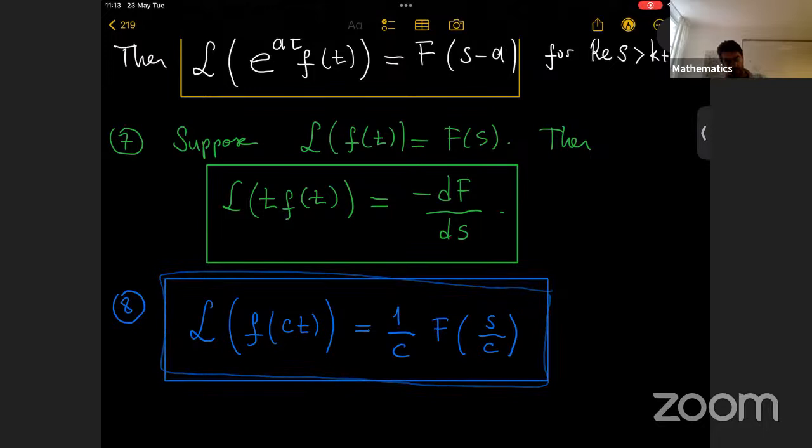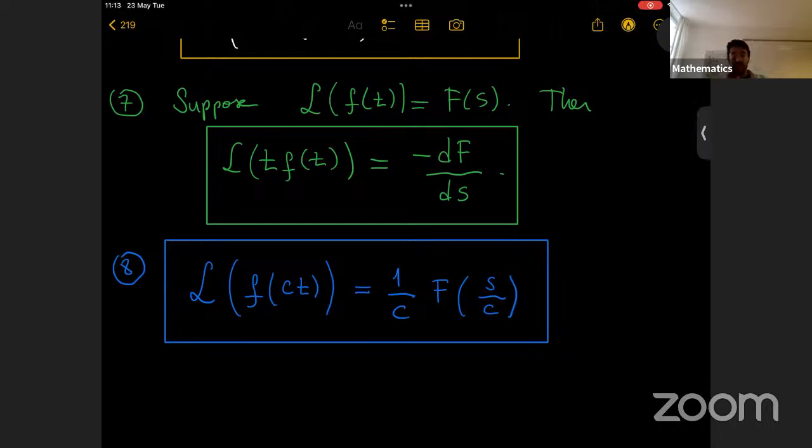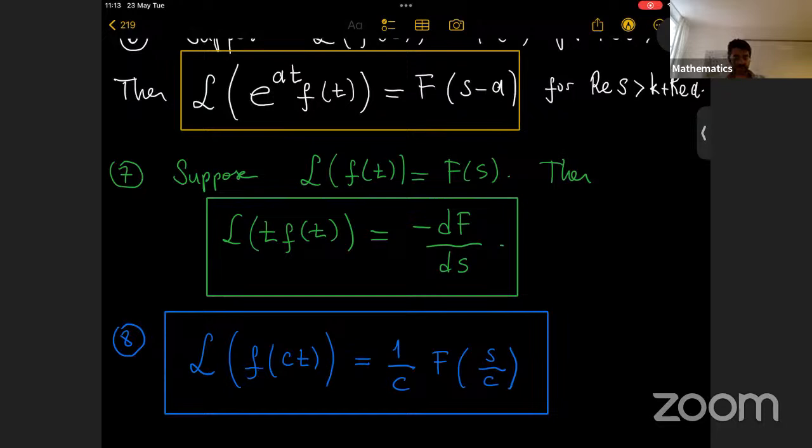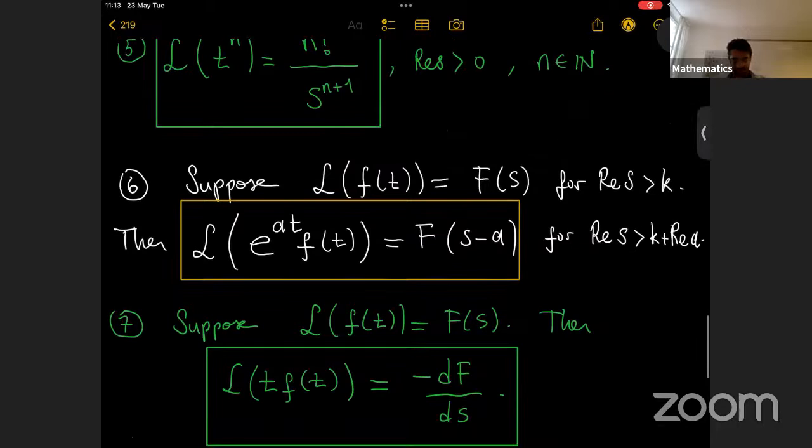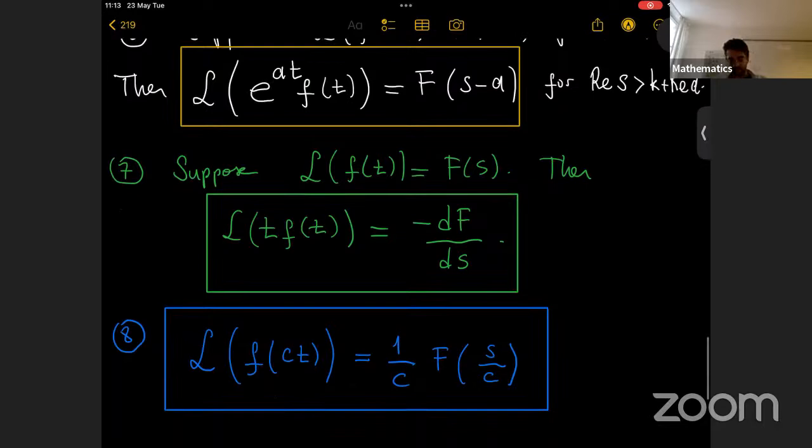All right. Well, we are done. There are many rules like this. Good news is these are very useful when we compute the Laplace transform. Bad news is you have to memorize all these rules. You have to memorize these eight rules of the Laplace transform. Let's do some examples.